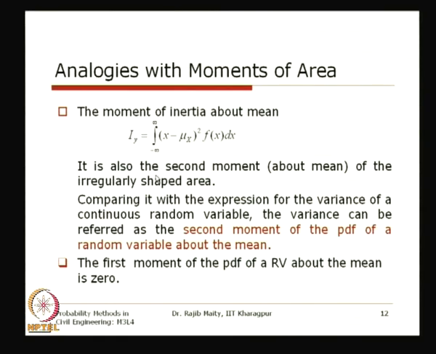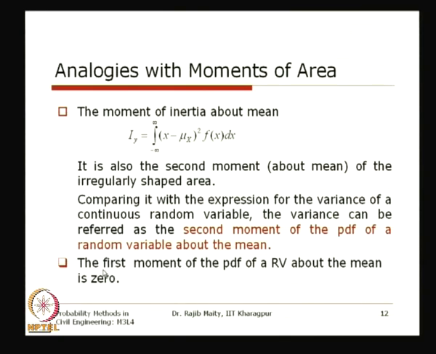So, what we also see from this earlier expression of these moments is that this is the second moment about the mean of this irregularly shaped area. Comparing it with the expression for the variance of a continuous random variable, the variance can be referred to as the second moment of the PDF of a random variable about the mean, as we discussed so far.